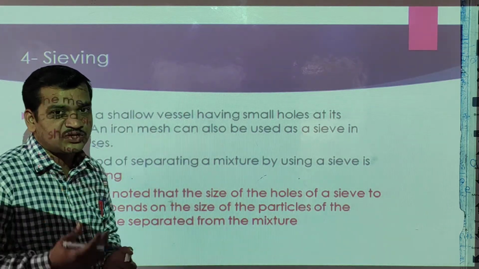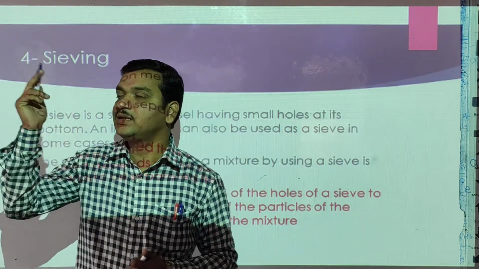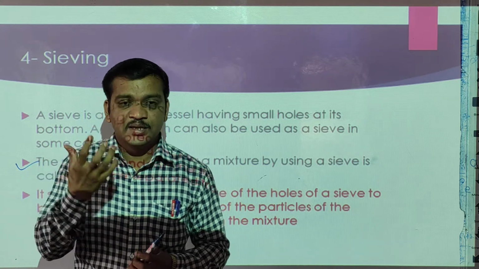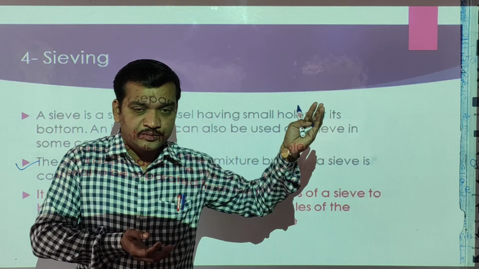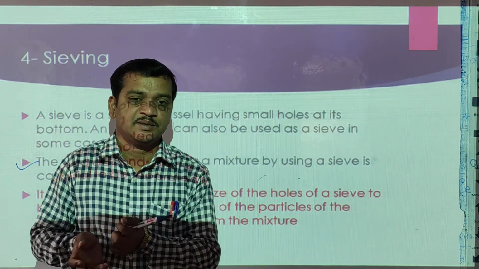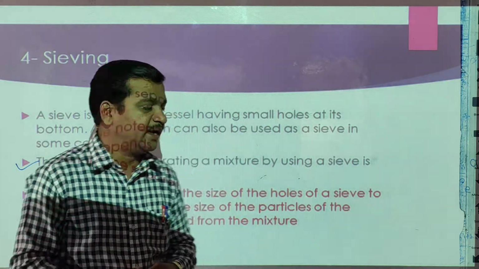Sometimes where construction is going on, they need fine sand for plaster. That fine sand they obtain by the sieving method. Whatever sand is there, they pour it on the sieve and then they get the fine sand.